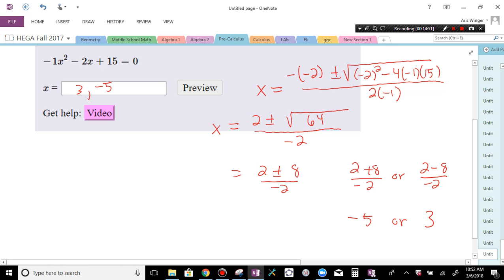Okay. So off the record, they gave you one that looked like you couldn't factor, but you really could. They just want you to use the formula to test it out.